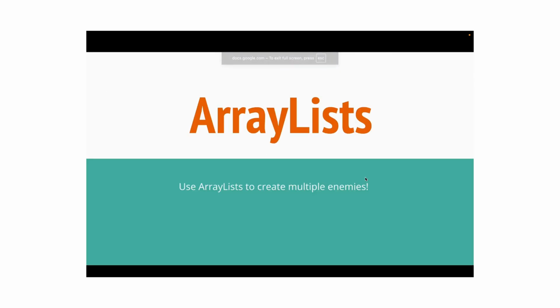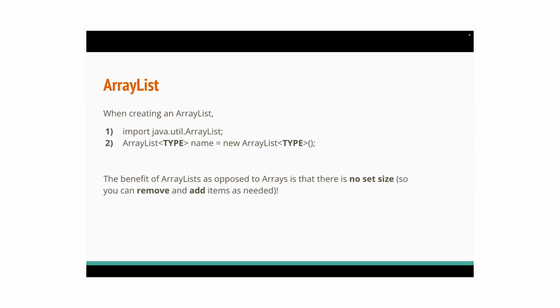Now let's move on to ArrayLists. So we're going to use ArrayLists to create multiple enemies. So how do you create an ArrayList? Well, first at the very top of your program, you're going to say import java.util.ArrayList. And then the format for creating an ArrayList is you're going to say ArrayList and then these less than and greater than symbols, and inside you're going to put the type, name equals new ArrayList type, two parentheses, and then a semicolon. These two parentheses are there because this is technically a constructor, because you're constructing a new ArrayList.